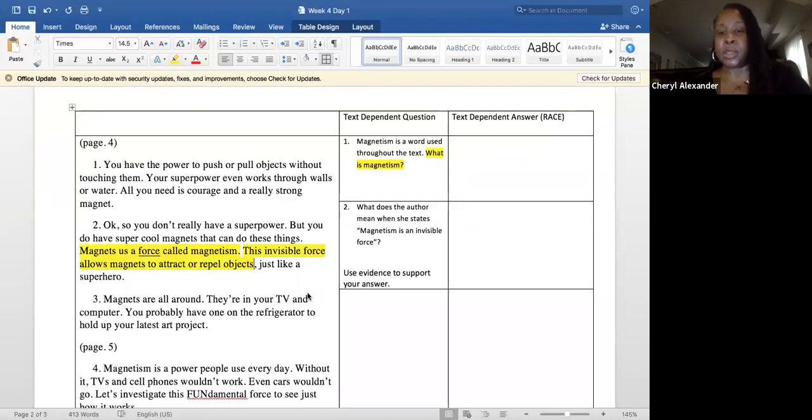Now, I need to put this in my own words so that I can get ready to answer it. So magnetism is a force, an invisible force, that allows magnets to attract, that means to pull something close to it or toward it, or repel, to push something away, objects. So now I'm going to go over here and prepare my answer. And we know we're using the RACE strategy, so I've got to prepare the answer statement. What is magnetism? The answer statement would be, magnetism is.